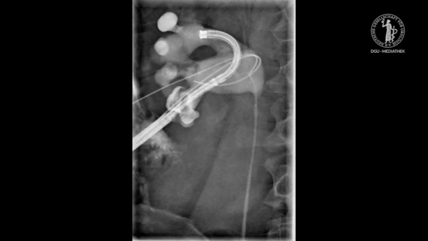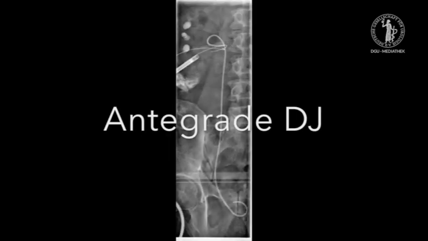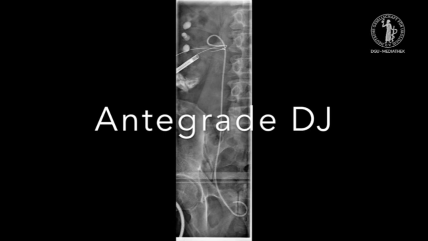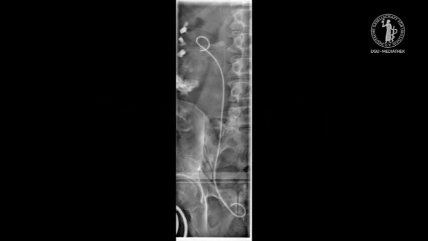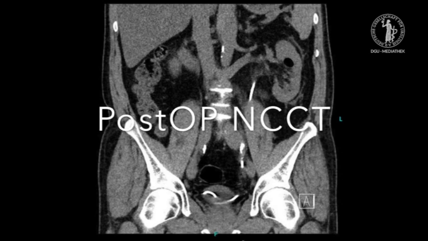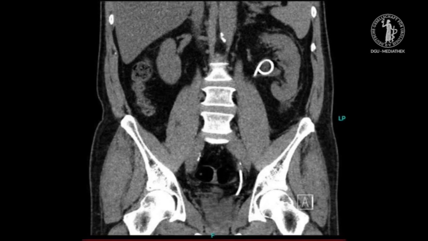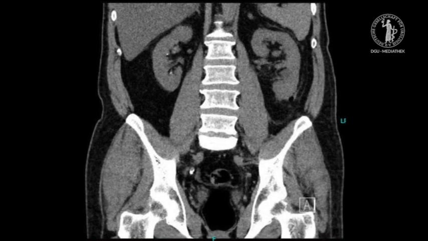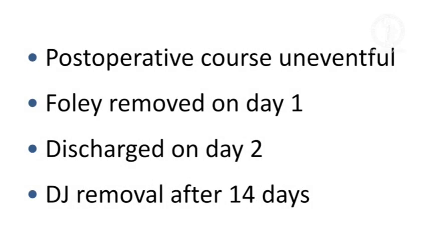Final endoscopic and fluoroscopic evaluation revealed no residual stones. We therefore decided to perform a tubeless procedure. The ureteral catheter was deflated and removed, followed by antegrade placement of a double J. Postoperative CT confirmed a stone-free status. The postoperative course was uneventful.